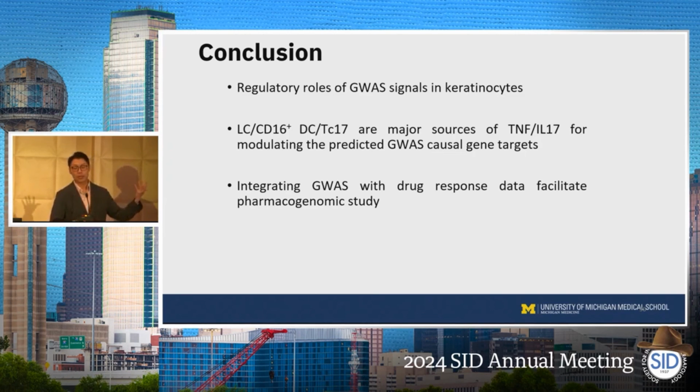And then we do show that there is indeed a reasonable set of GWAS loci that do play roles in keratinocytes, and we show that by integrating with spatial data. For those GWAS loci that play roles in keratinocytes, they seem to be modulated by IL-17 and TNF, and those seem to be coming from Langerhans cells, CD16-positive dendritic cells, and also TC17 cells. And by integrating GWAS signals with drug response data, including the RNA-seq data that I mentioned, this could facilitate pharmacogenomic studies.